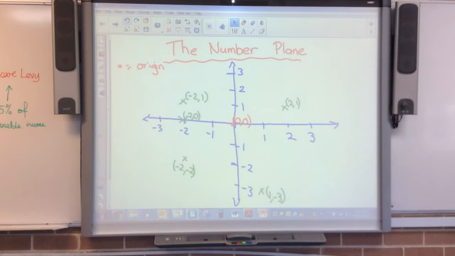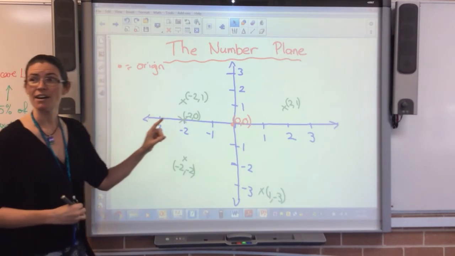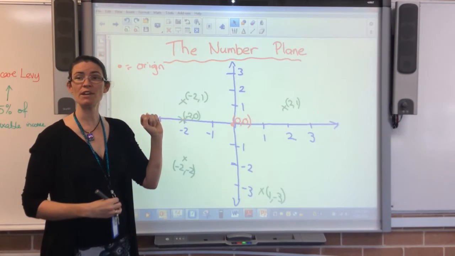Alright, 2 more. I want you to draw the point 2, -2. Find the point 2, -2. Find that point. Easy peasy. So do your cross first. It's on the 2 to go to -2. Okay, is everyone done theirs on their map?